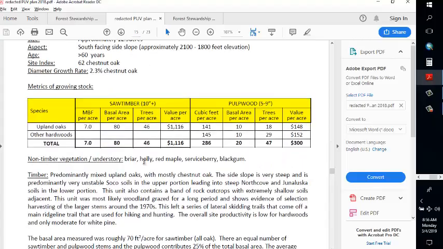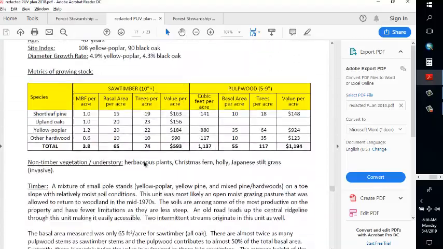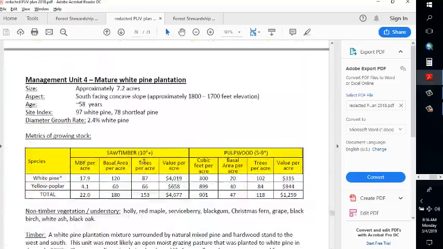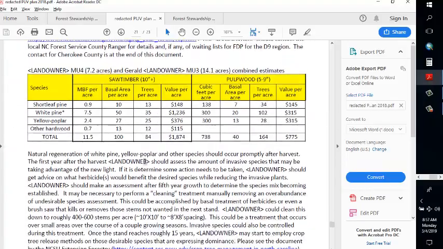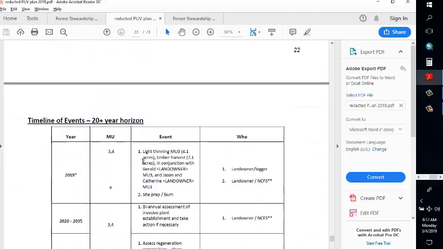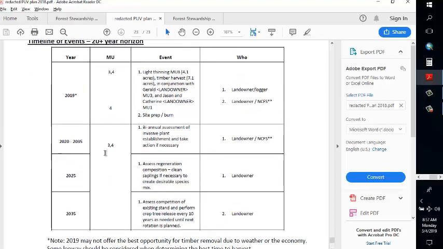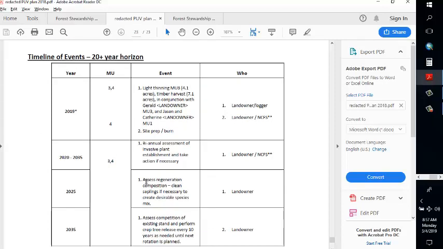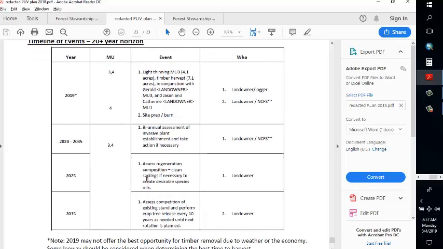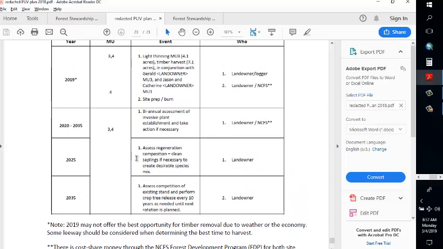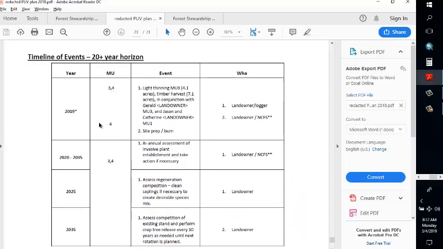Then I do the same for management unit 2, the same for management unit 3, and the same for management unit 4. Ultimately, when you're all finished, what you're going to have is that whole series of stand-by-stand detailed descriptions and recommendations to fulfill the management units. And when you get everything finished, one of the last parts you create in this document is the timeline of events. I'm going on a 20-year horizon. I think I've asked you to go a 10-year horizon on yours, but it's simply what year. The reason I'm going for a 20-year horizon is that I want to be able to reassess some of the things going on 10 years down the road.